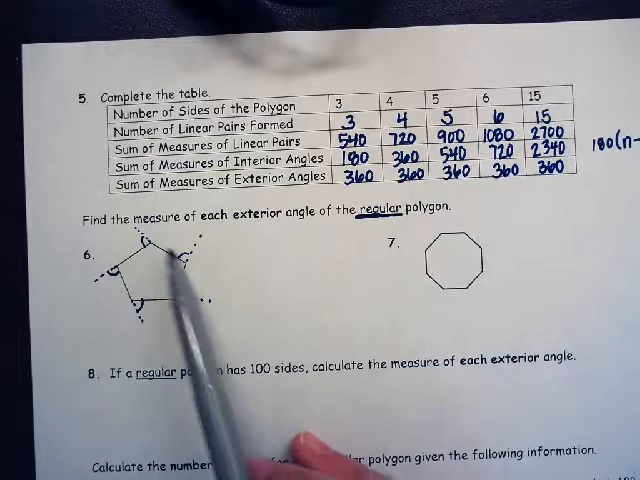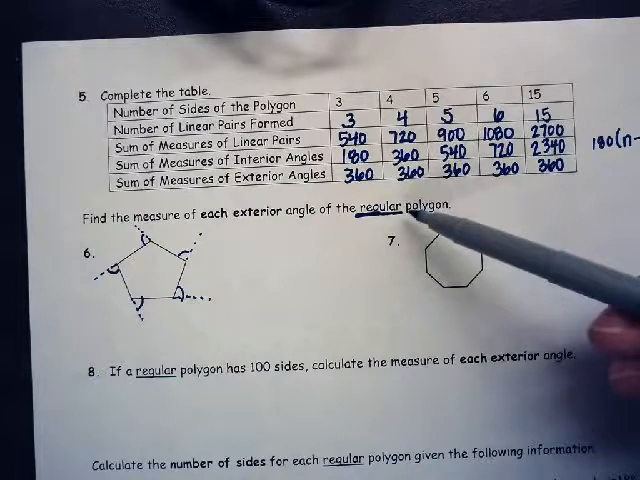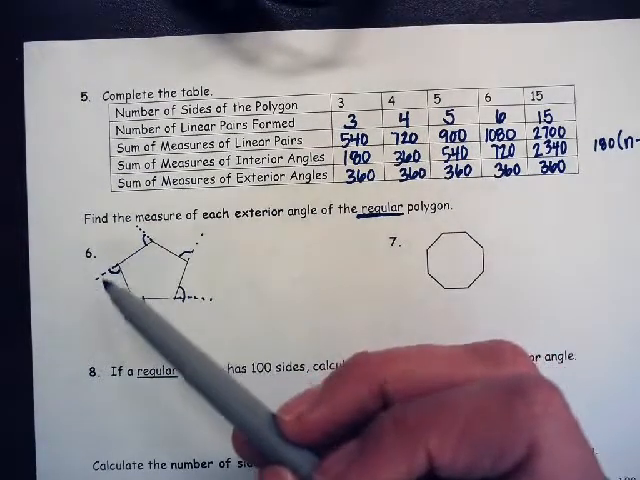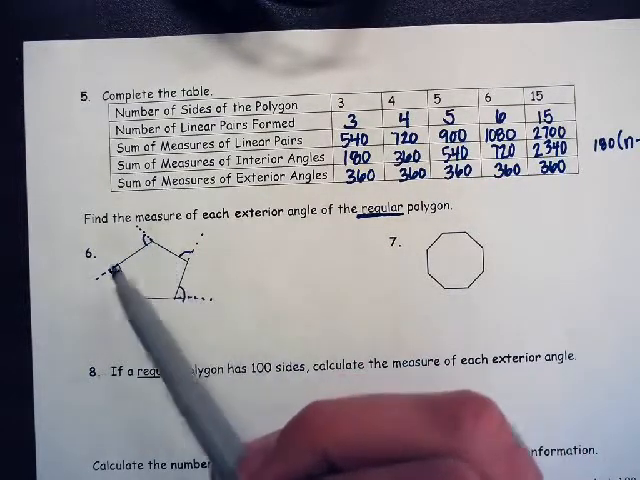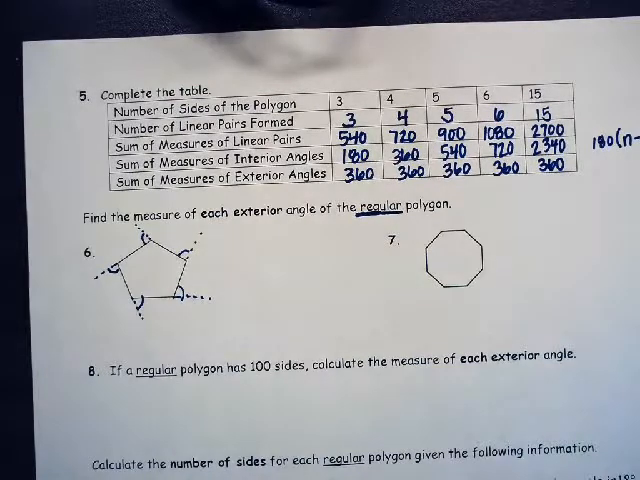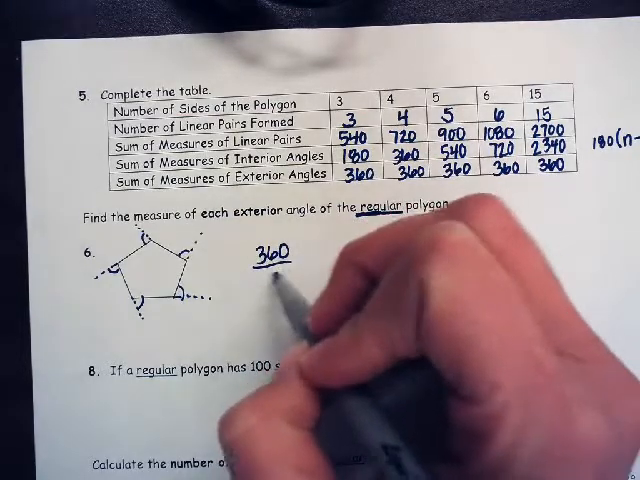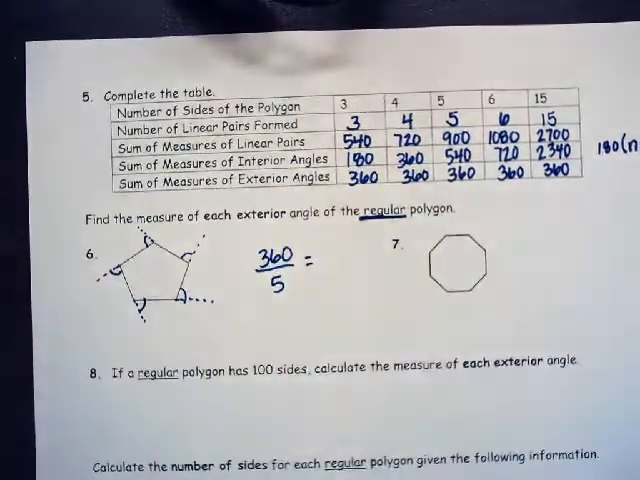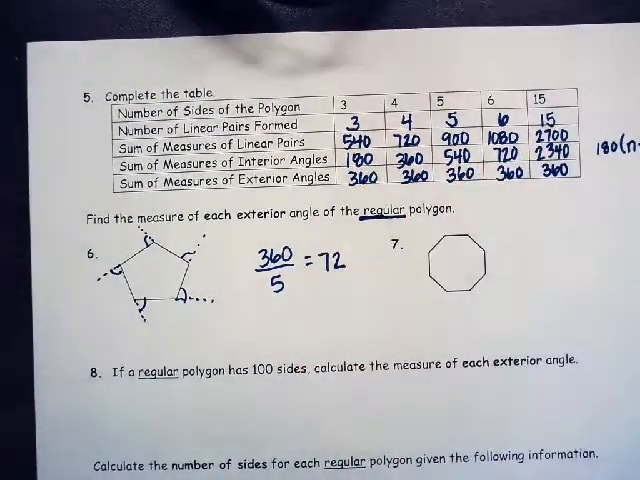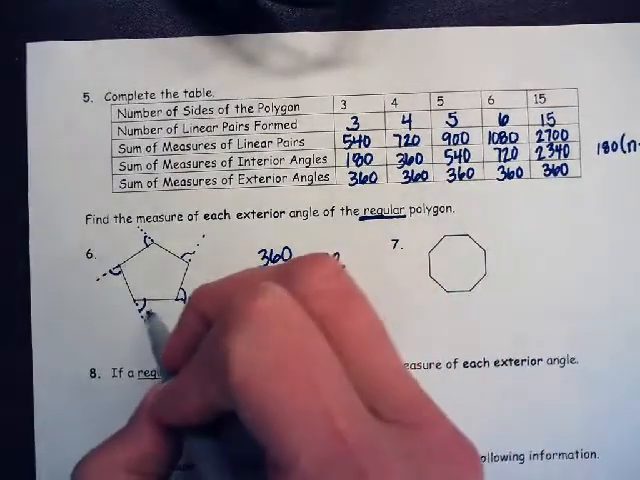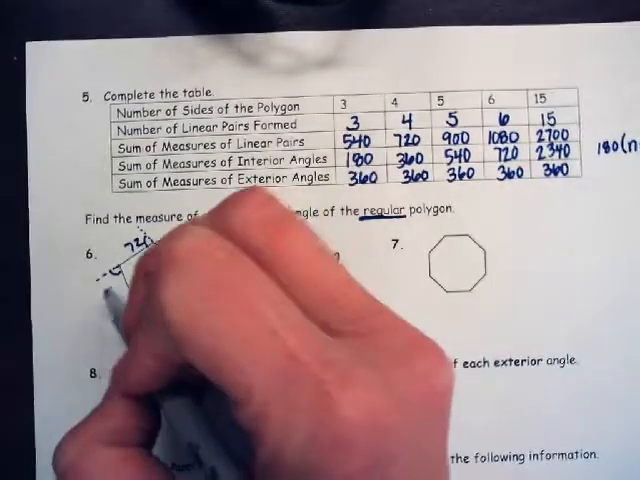So I'm trying to say, what is each one of these measures? Now this only works when we have a regular polygon. I know the sum of the exterior is 360, and there's 1, 2, 3, 4, 5 angles, and they're all the same measure. So I can just take 360, divide it by 5 to find out what each one is. So 360 divided by 5 is 72. So each one of these angles is 72.